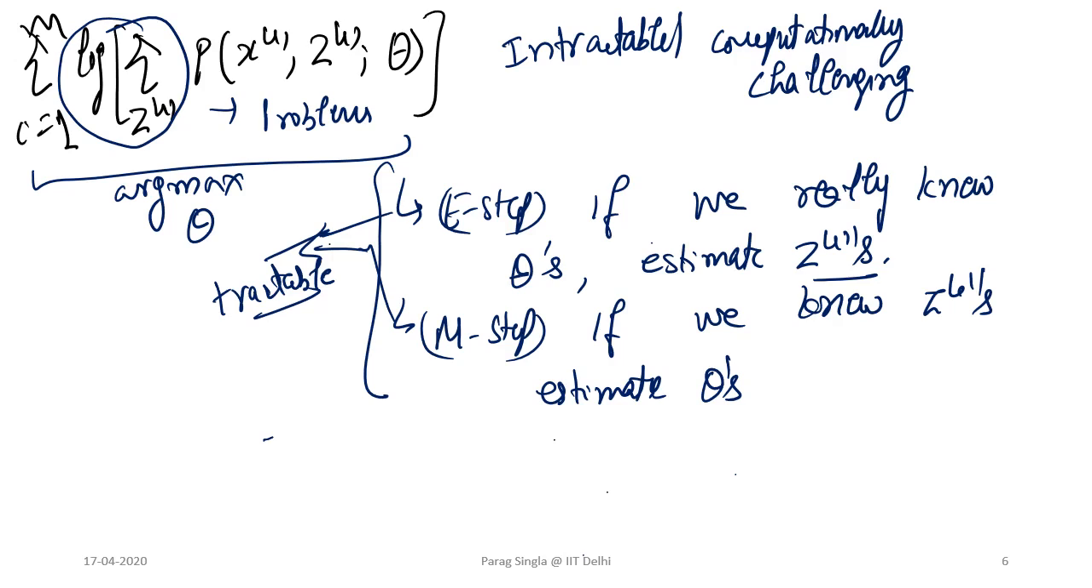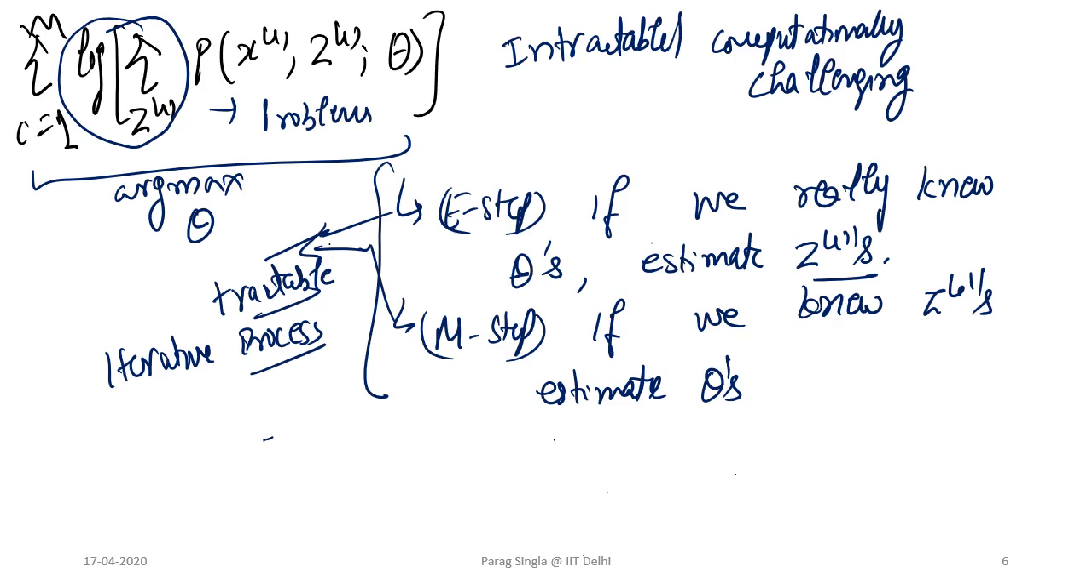I've not exactly defined the notion of intractability, but let's say this is computationally difficult. In the case of GMM, we could show that both these steps were in fact tractable, computationally very efficient. If we knew the thetas, we could estimate the zi's, and if we knew the zi's, we could estimate the thetas. And then we had this two-step iterative process, which repeated these E and M steps.